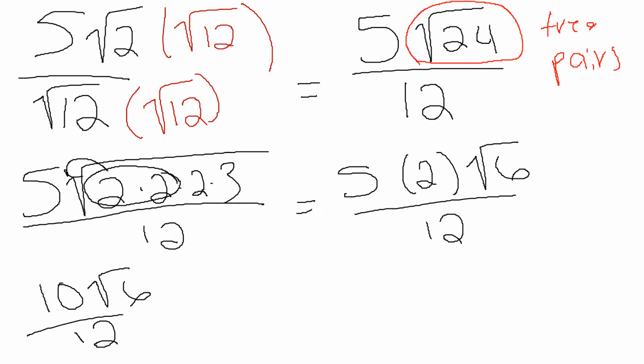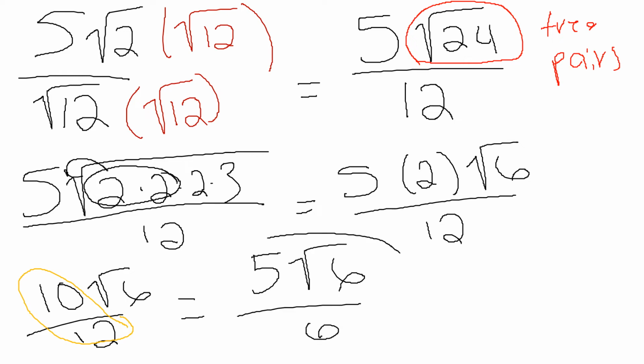Step 3, I've got to simplify my fraction. I can reduce that. 10 and 12 can both be divided by 2. 10 divided by 2 is 5. 12 divided by 2 is 6. And that is my answer. So multiply by the radical, simplify your square root, simplify your fraction.